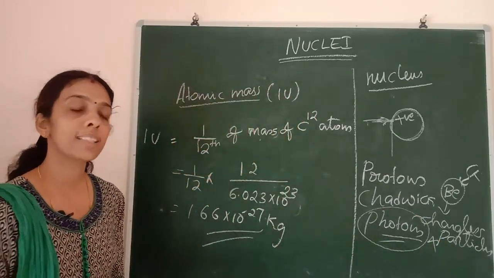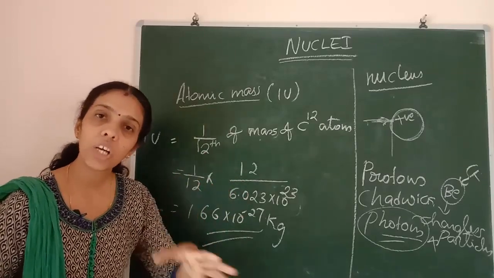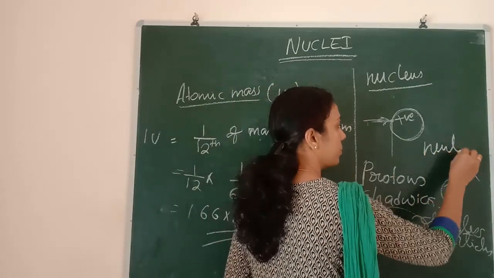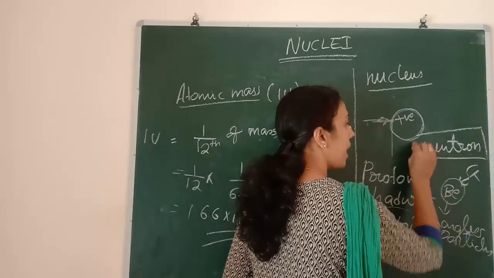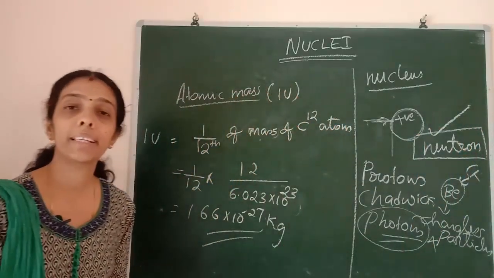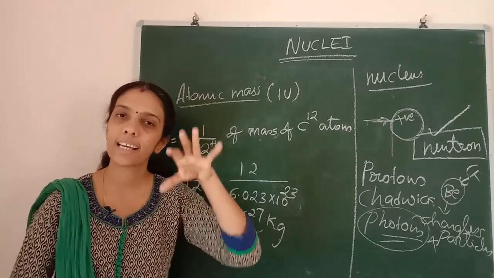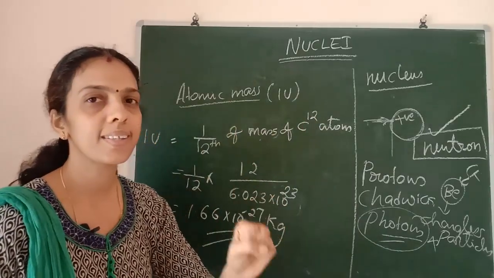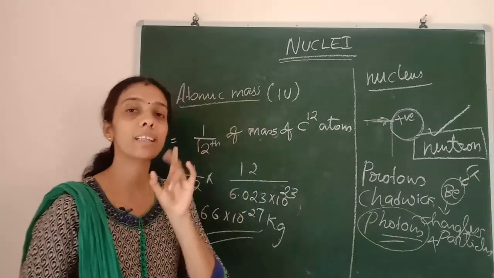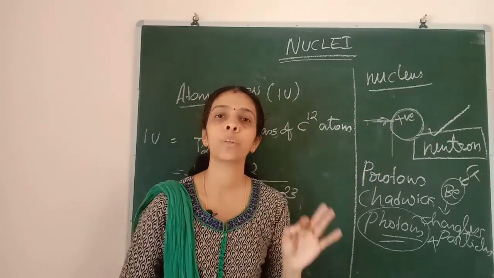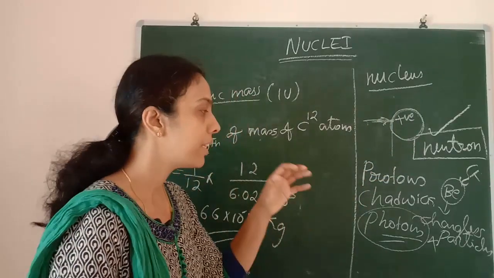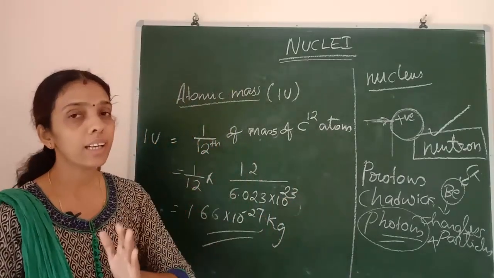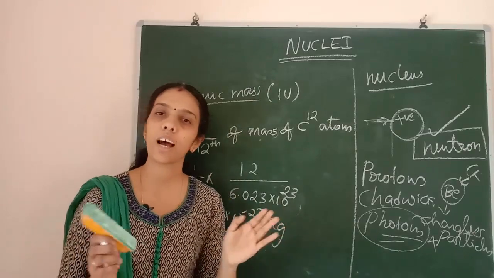So he understood that the nucleus consists of another chargeless particle, which he named the neutron, apart from the protons. So the nucleus consists of another chargeless particle called neutrons. Who understood that? Chadwick. From which experiment? When he was bombarding beryllium with alpha particles, he understood that some chargeless radiations were coming out.